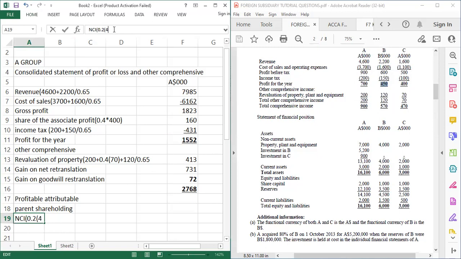Multiply by 450. This is in the subsidiary currency. So we translate it using the average rate because everything in the statement of profit or loss has been translated using average rate. So that will give us 0.65. So how much are you getting? 450 divided by 0.65 times 0.2.